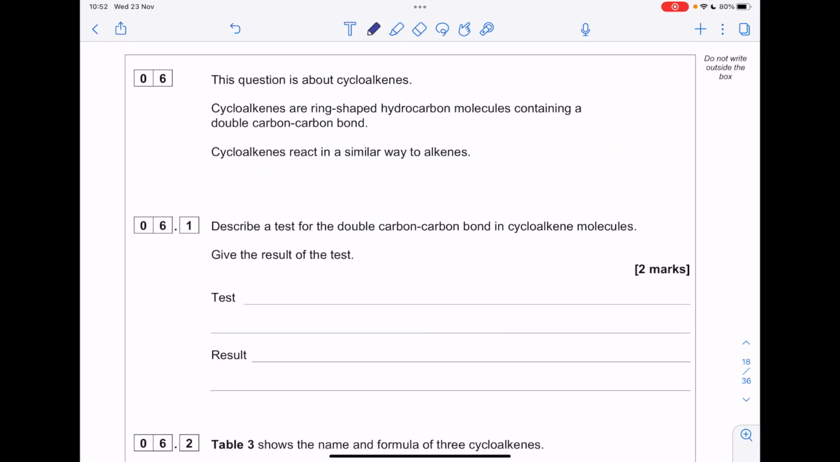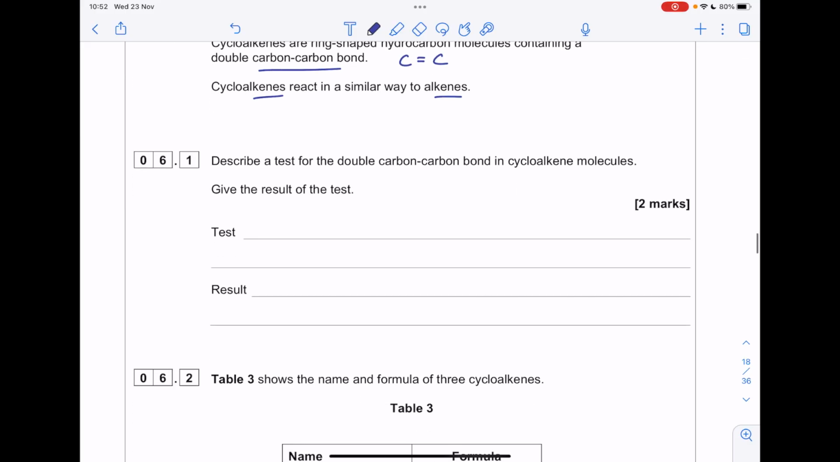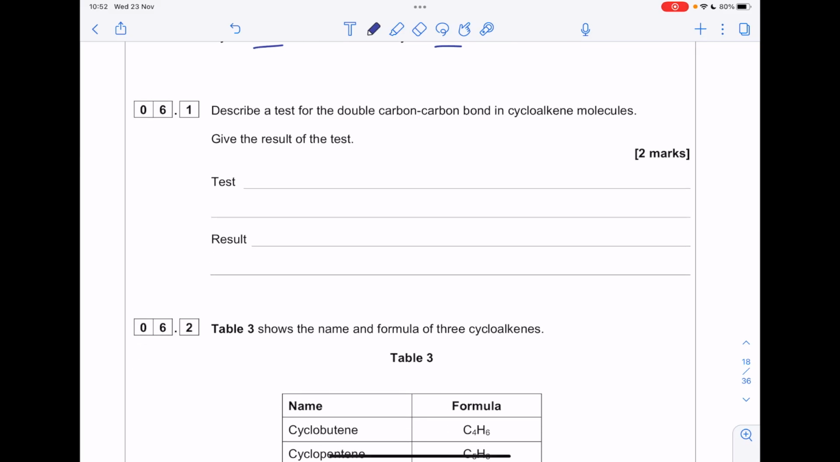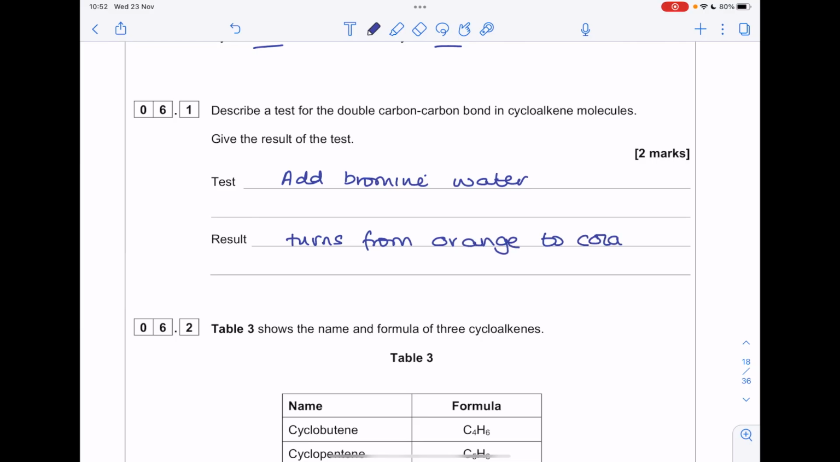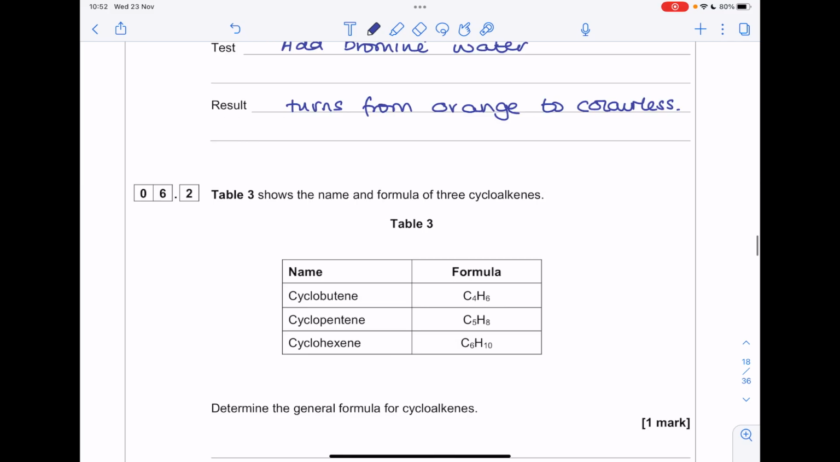This question is about cycloalkenes. Cycloalkenes are ring-shaped hydrocarbon molecules containing a double carbon bond. Cycloalkenes react in a similar way to alkenes. Describe a test for the double carbon-carbon bond in cycloalkene molecules. Give a result. So remember, when we test for unsaturation for alkenes, we add bromine water. And the colour change turns from orange to colourless. Make sure you say colourless rather than clear. And that proves that you have that C double bond C.